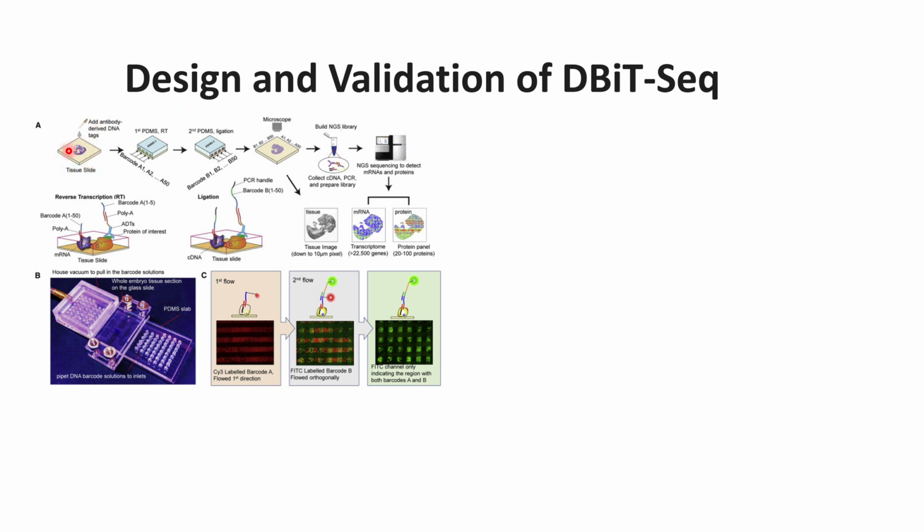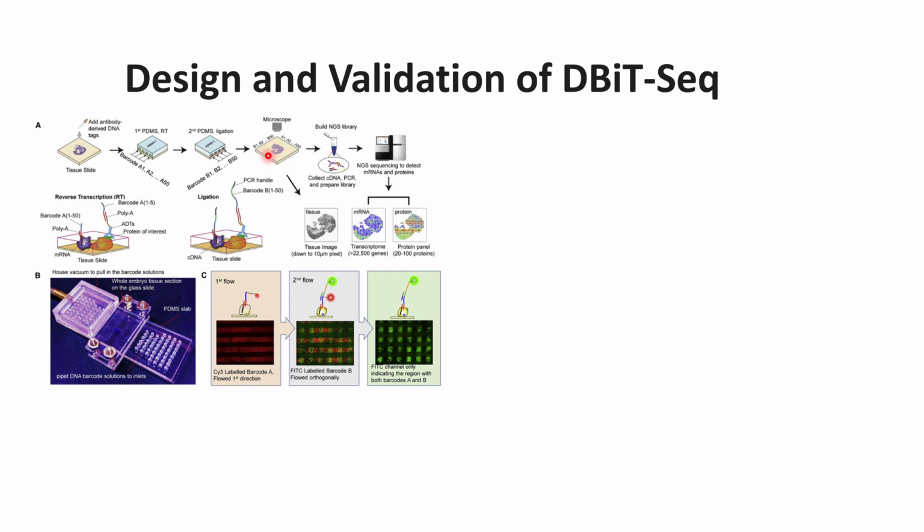This is the tissue slide, where the tissue is fixed on a glass slide, and they did the study with two different approaches. First, they stained the tissues with some identified antibodies against well-known proteins, and thereafter they did the first PDMS barcoding in the horizontal direction and the next barcoding in the vertical direction. So now each pixel is barcoded with a different combination of A1 and B1.